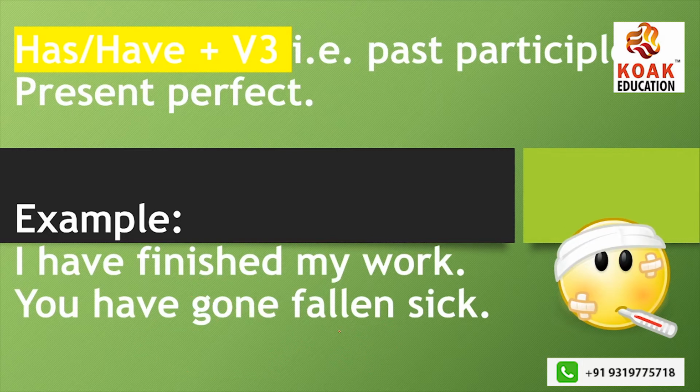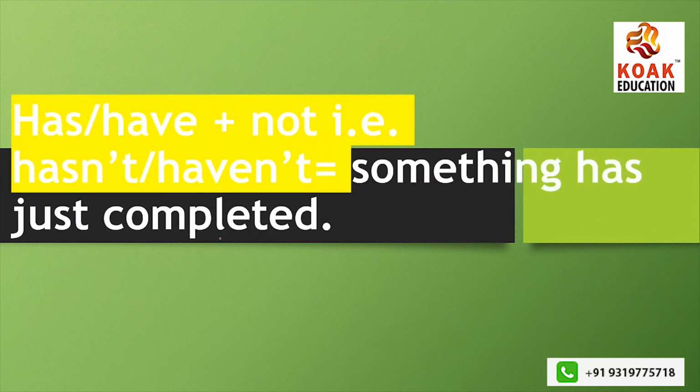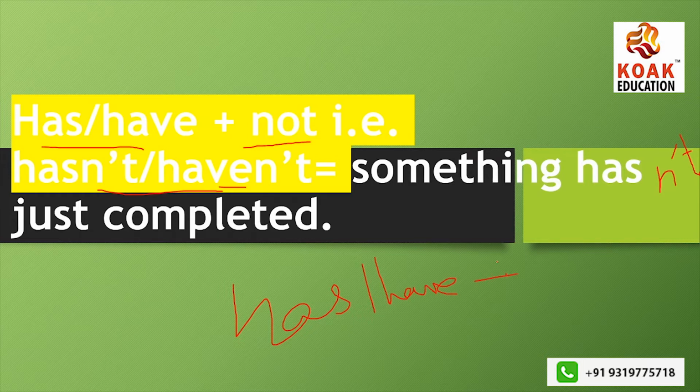Alright. Now moving ahead. What do they mean? Has, have plus not, or hasn't or haven't, means something hasn't just completed. This is the negative structure. Has and have, if I use has, have plus third form of verb, it means I'm talking about an action that has just completed.